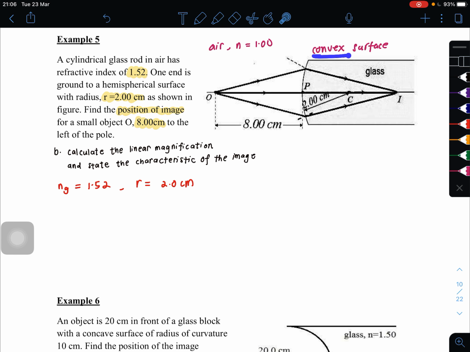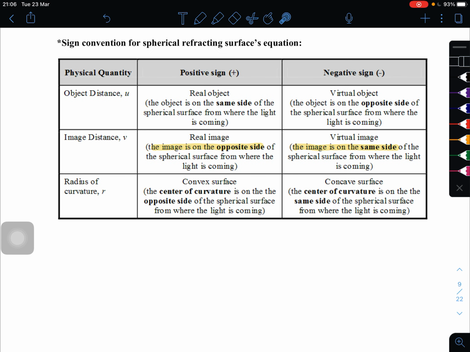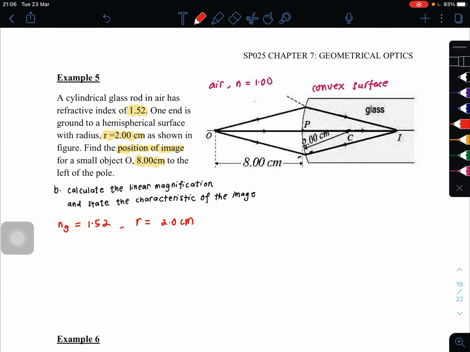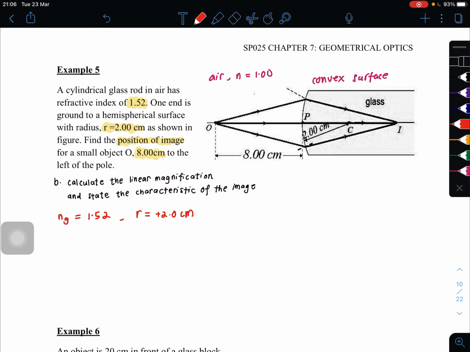Okay, since dia adalah convex surface, so kena refer balik kepada table dekat sini. Okay, so kalau convex surface, radius for this one must be positive. Okay, so radius kita akan jadi positive. And then we have the value for u, 8 centimeter. And then what we want is the value for v. Okay, so for this one, we always use the same formula, which is n1 over u plus n2 over v equal to n2 minus n1 over the radius.